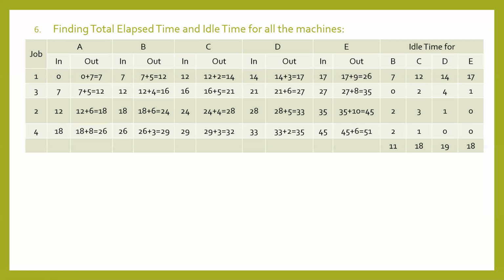Any doubts in this? Any explanation required? No, sir. Great. Next, what you do is find out the total of the idle time for each machine here. Now, this is not the final answer. What is the elapsed time? The last processing time gets over, the job gets over on machine number E after 51 hours. So total elapsed time will be 51 hours.